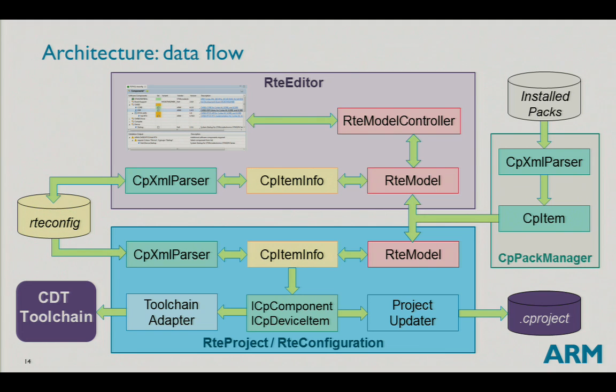And the project manager just notices this and triggers almost the same processing, with the exception that we do not use any controller, but resolve the components and provide this information to two blocks, the toolchain adapter and the project updater, to update the project and the toolchain.